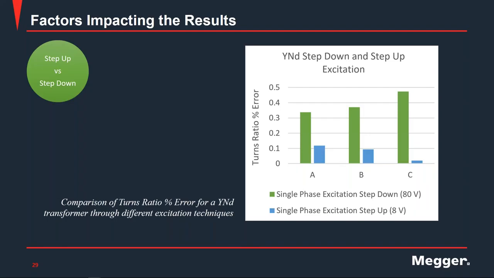An example of how this can be used: here we see a transformer turns ratio percent error improvement when we look at single phase excitation step down versus single phase excitation step up. And what's important to note here is that the test voltage, the excitation voltage for the step down was 80 volts, while in step up, only 8 volts was excited with, but you can see the great improvement to the turns ratio percent error. Again, this is because on this transformer, we were creating more test voltage on the primary as opposed to just injecting 80 volts on that primary.